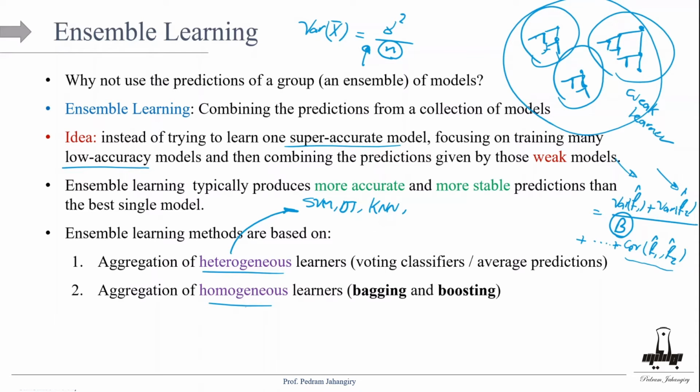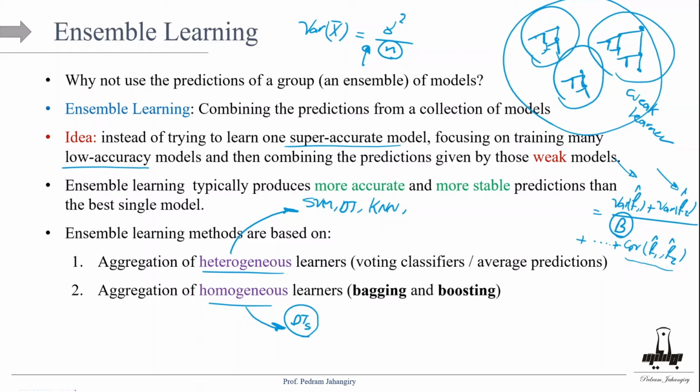For homogeneous learners, however, the model is unique. We have one model. Let's say the weak learners are only decision trees, but we work with different variations of the same data set. We resample from the data set thousands of times, and then we end up with thousands of predictions for the data. Then we aggregate over those predictions, whether it is classification or regression.